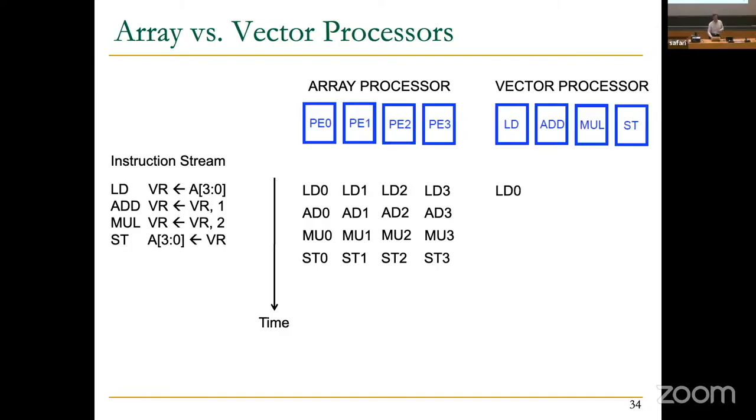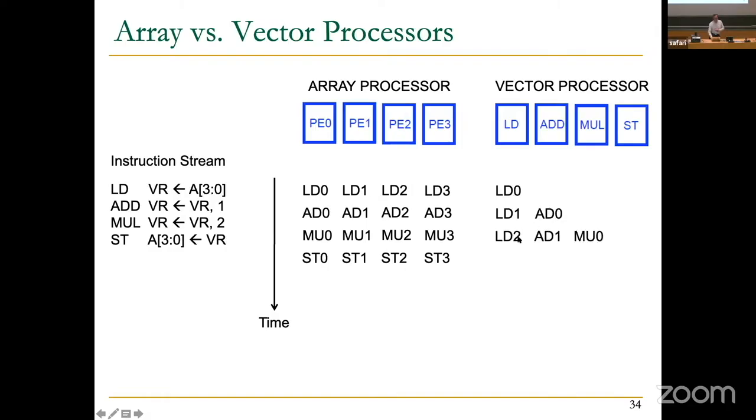So in the first cycle, you start loading the first element from address A to the vector register's 0th element. In the next cycle, you load element 1. Concurrently, this result is done, hopefully, and you can add 1 to it. So you're operating on the 0th element and adding 1 to it in the add unit.